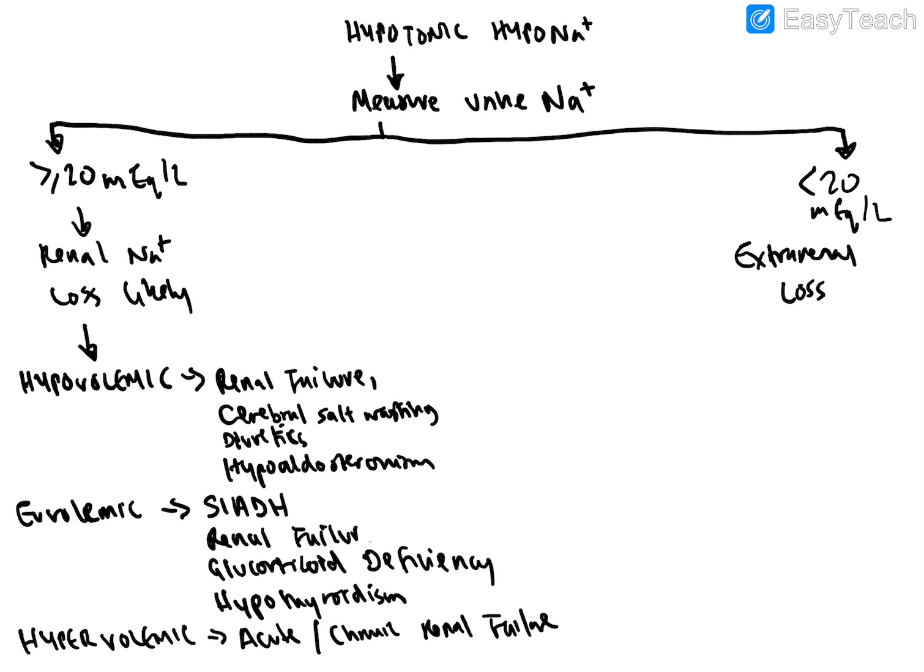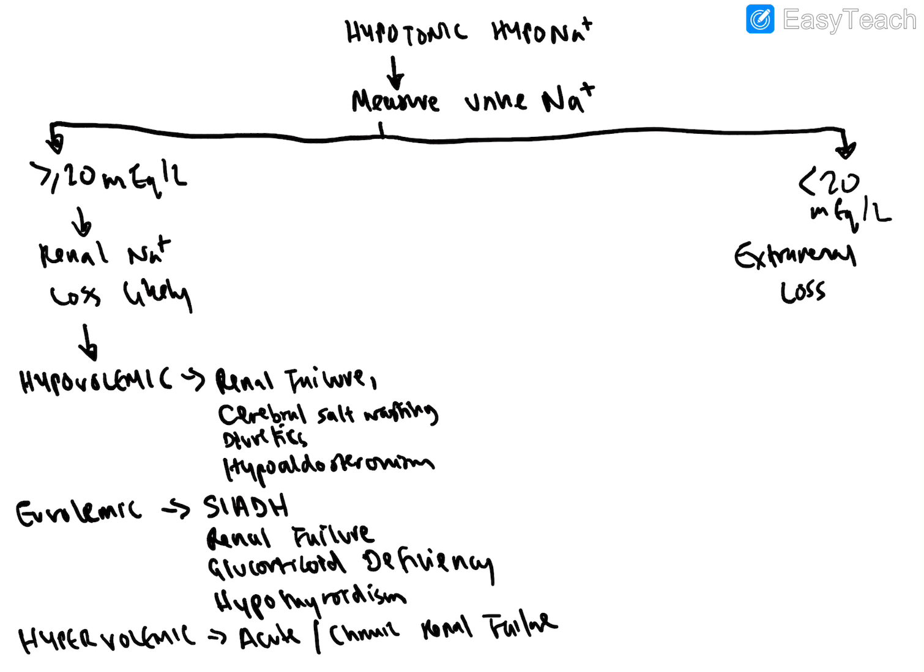Causes of euvolemic, hypotonic hyponatremia would be SIADH, renal failure, glucocorticoid deficiency, and hypothyroidism. And causes of hypervolemic hypotonic hyponatremia would be acute or chronic renal failure.